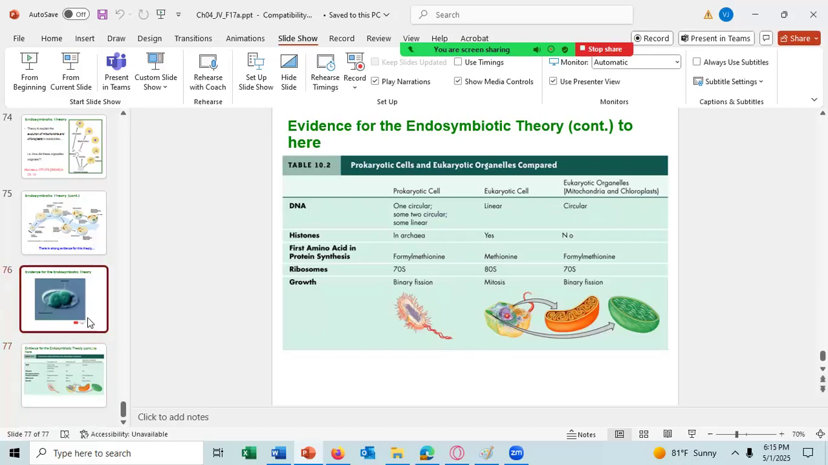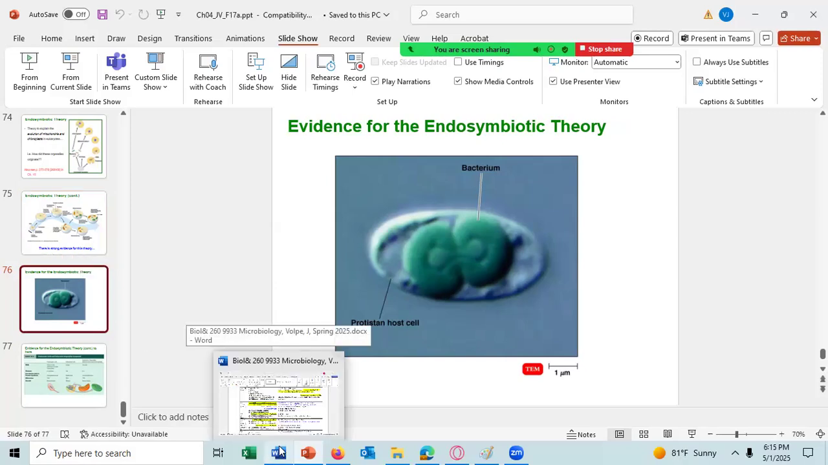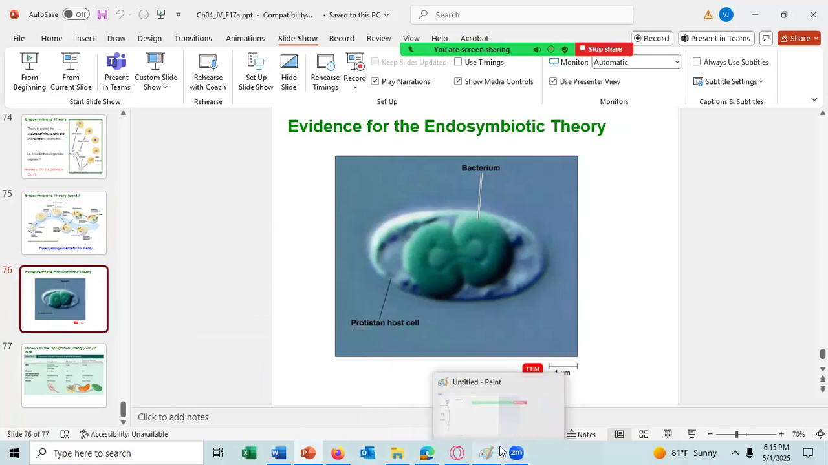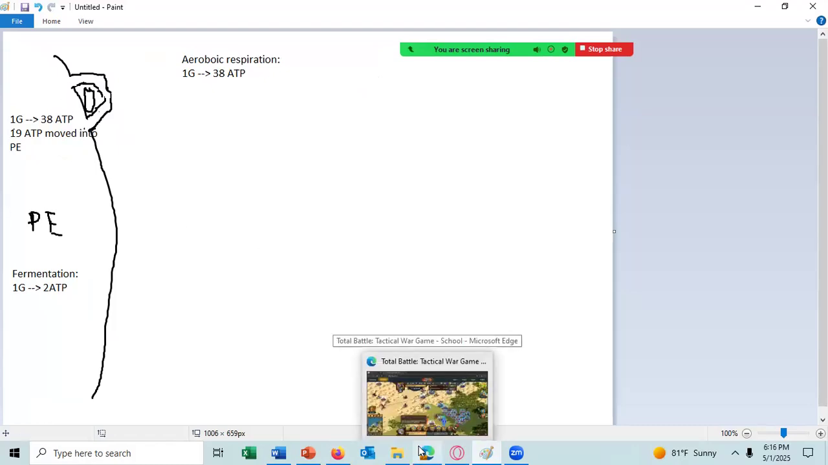If we look at the membranes of the mitochondria and the chloroplast, they have two membranes. Let me go back to my paint. And that's the membrane of the vesicle, which normally encloses the bacteria. And then we have the cell membrane of the bacteria, meaning the mitochondria and the chloroplast have two membranes, and we expect two membranes if a long time ago they were actually engulfed by a protoeukaryote. So that's one piece of evidence.